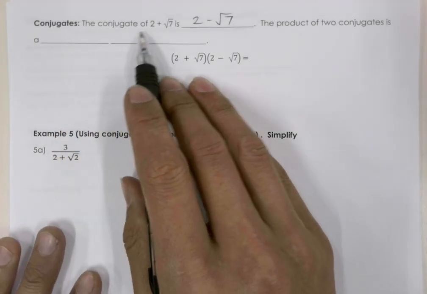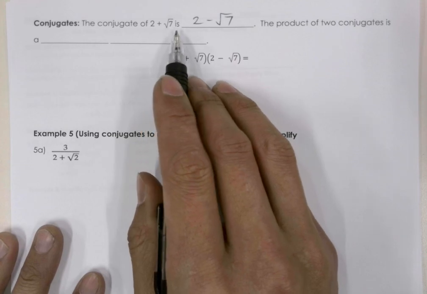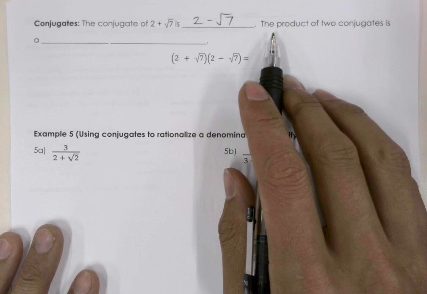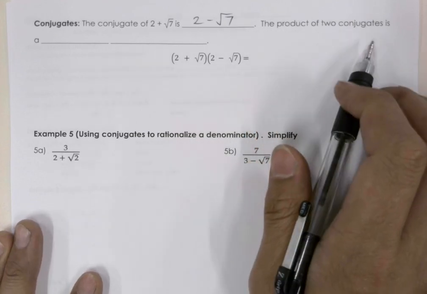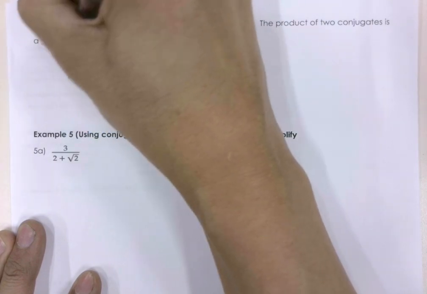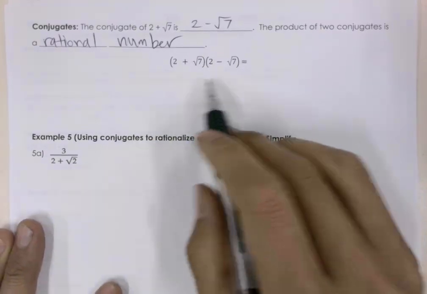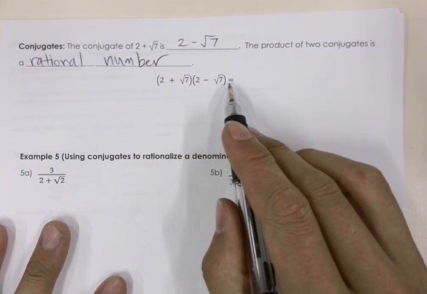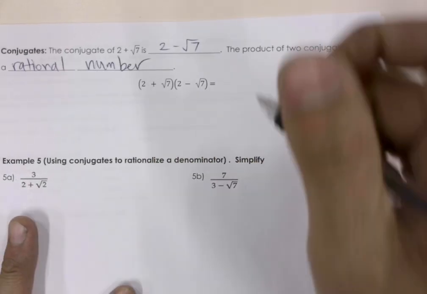Conjugates. The conjugate of 2 plus square root 7 is 2 minus square root 7. And these are important because the product of two conjugates is a rational number. Let's take this for example. We have 2 plus the square root of 7 times 2 minus the square root of 7. So we have conjugates here.